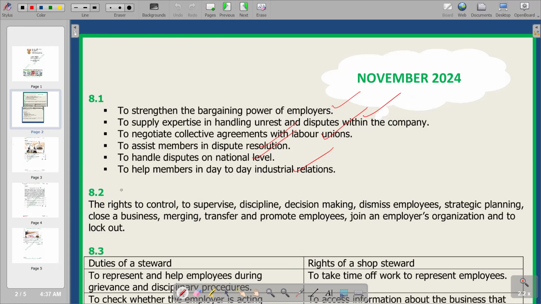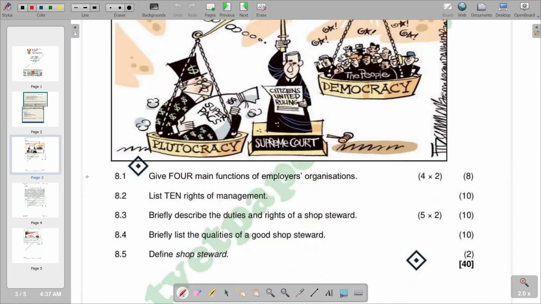We go to the next part of our question, 8.3, which says briefly describe the duties and rights of a shop steward. A shop steward basically is a person elected by workers, for example in a business, to represent them in dealings with management.